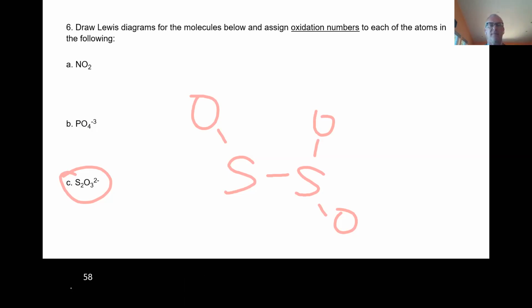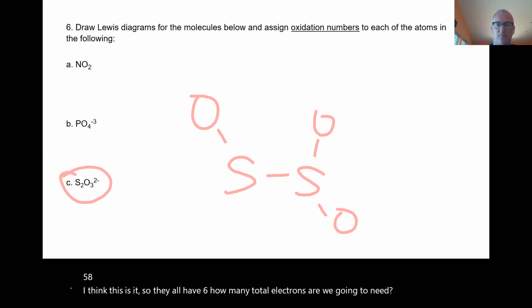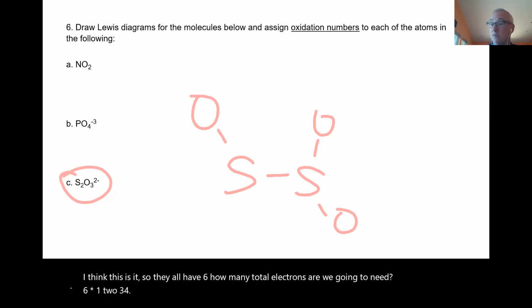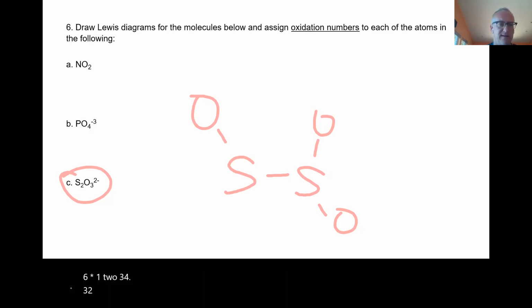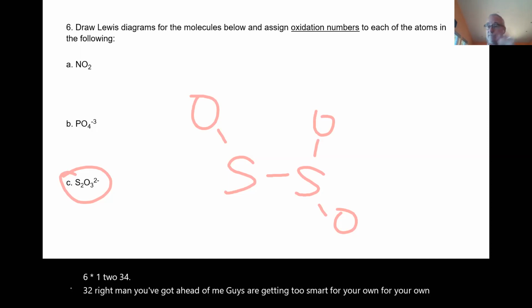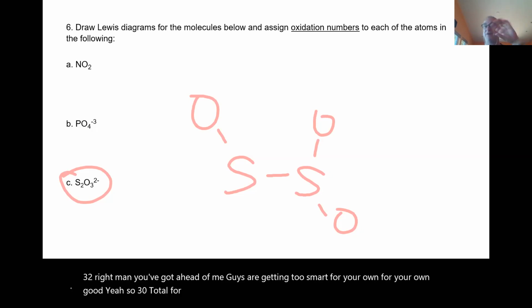I think this is it. Yeah, so they all have 6. So how many total electrons are we going to need? 32. 6 times 4. 32, right. Man, you've got ahead of me. You guys are getting too smart for your own good. Yeah, so 30 total for the atoms plus another 2 for the charge. So a total of 32.